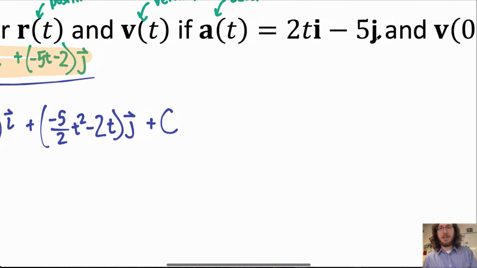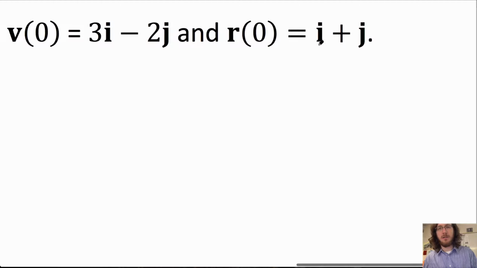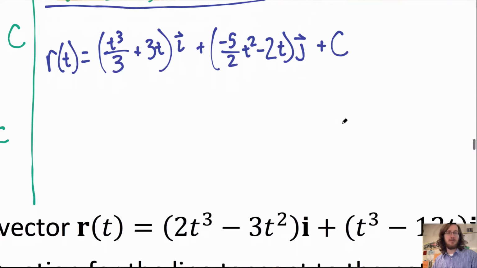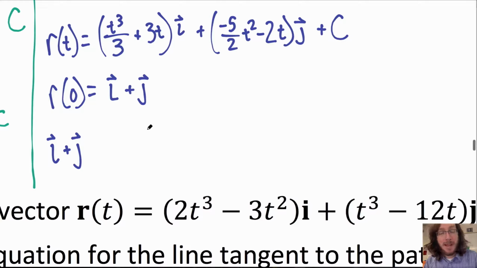And they give us in the problem, in addition to the v of 0, they give us the r of 0, which is i plus j. So let's use that to find our constant value. If we say r naught is equal to i vector plus j vector, then let's set that i plus j equal to what would happen if we plugged in 0 into our r of t function we just found.